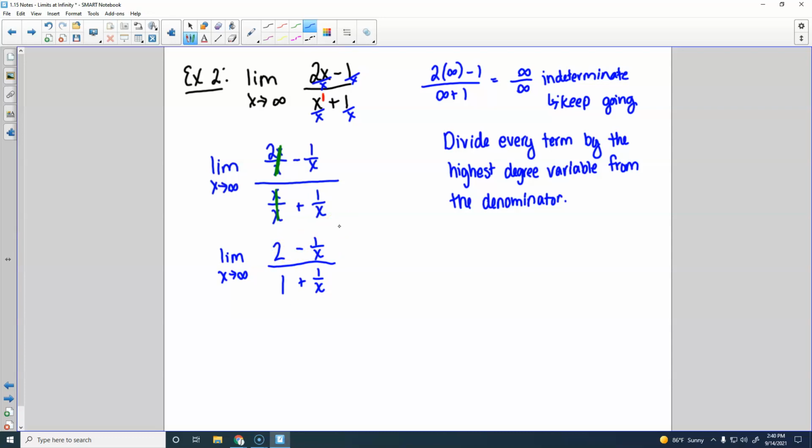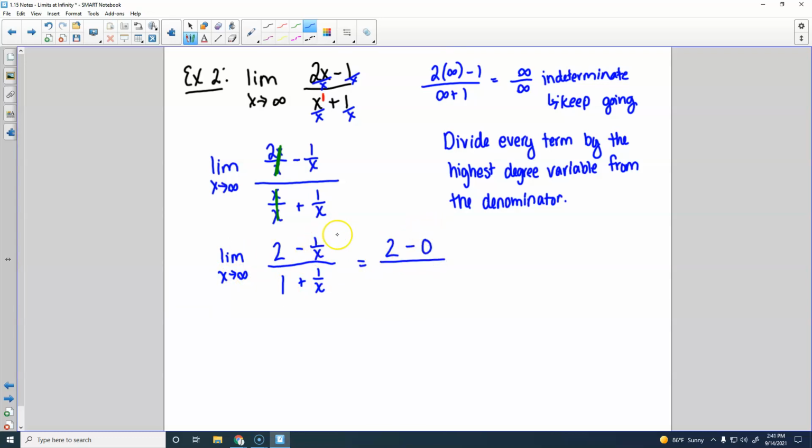But we want a complex fraction here because our properties of limits tell us that we can take the limits of all these pieces separately, right? So we can take the limit as x approaches infinity of 2. What will we get? 2. What about the limit as x approaches infinity of negative 1 over x? 0.